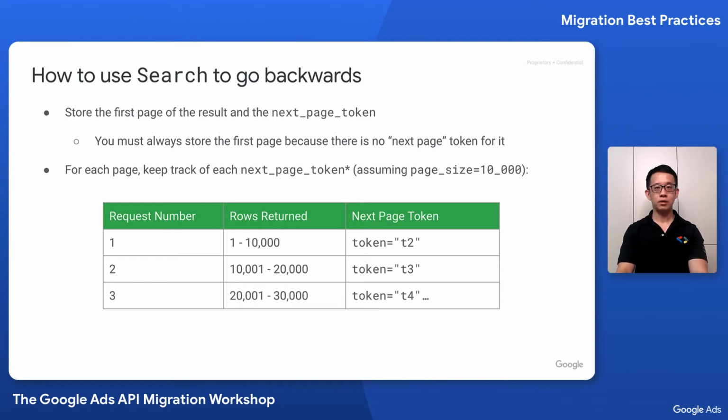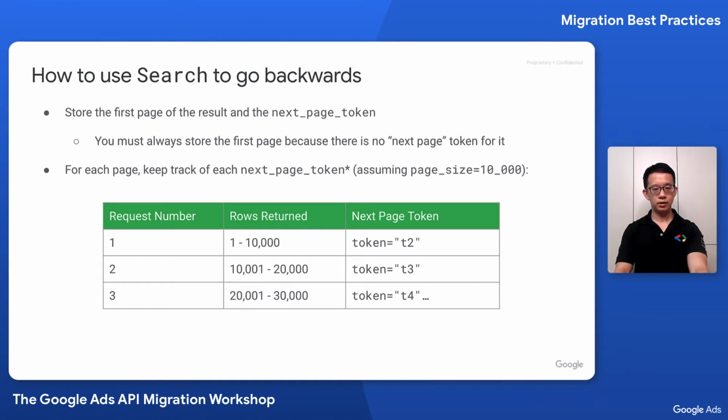When you send a request to the search method of the Google Ads API, it will return you two things: first, the rows of the page that you just requested, and the next page token. For example, if you request page number 2, you will get rows number 10,001 to 20,000 and the next page token, T3, for the third page. You just need to store all the tokens here.